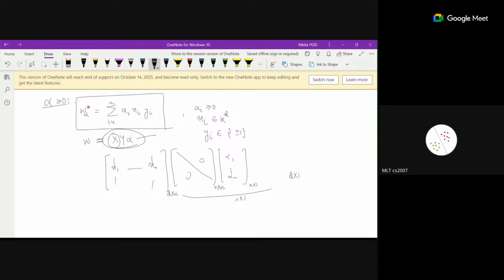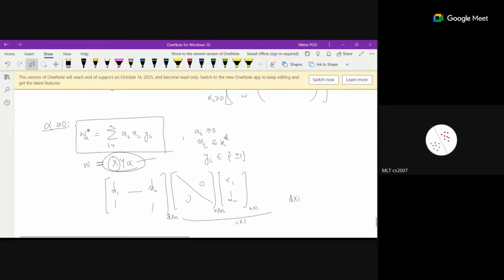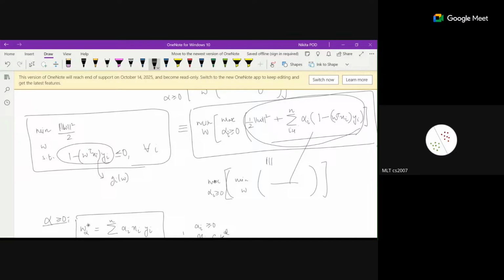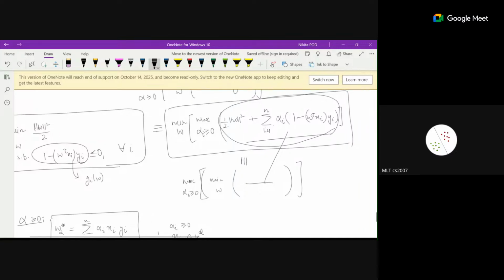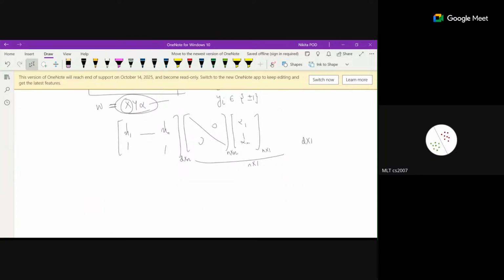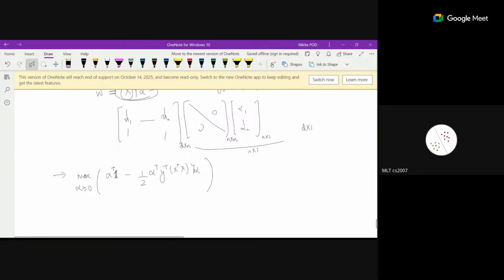All right. We find this W, and once we substitute this W in the original problem, the dual problem, the problem we have to solve now is: max of alpha transpose 1 minus half alpha transpose Y transpose X transpose X Y alpha, where alpha is greater than or equal to 0. And this is my dual problem.